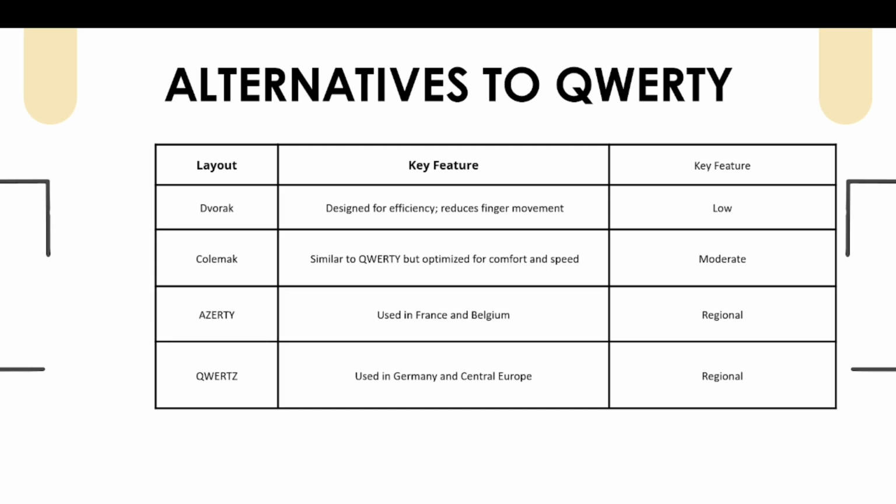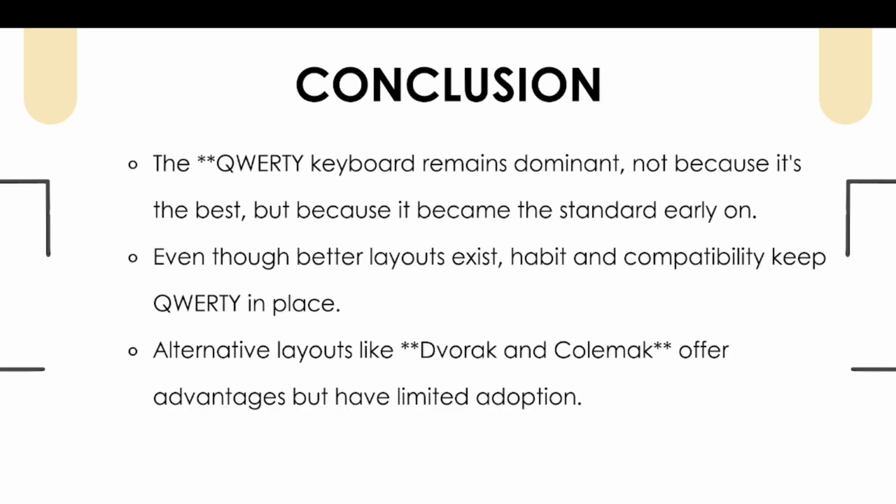And these are the alternatives to QWERTY. Dvorak is designed for efficiency and reduces the finger movement. Colemak is similar to QWERTY, but it is optimized for comfort and speed. Then AZERTY is used in France and Belgium. It is regional. QWERTZ is used in Germany and Central Europe. That is also regional.